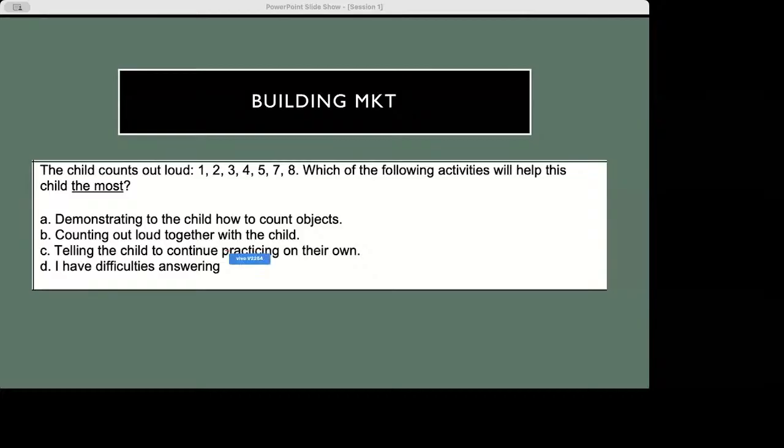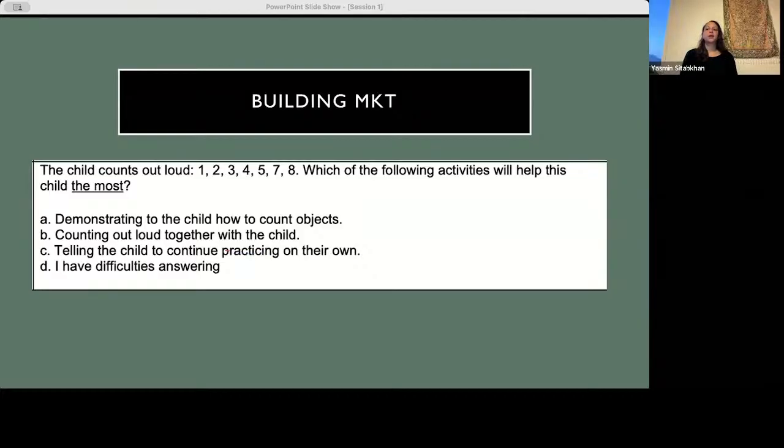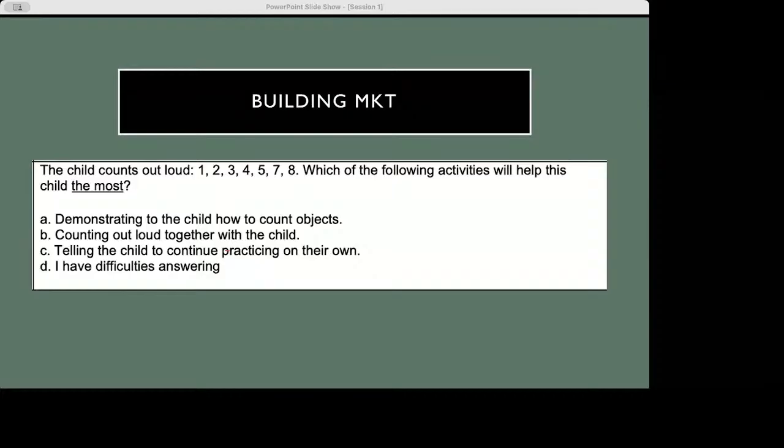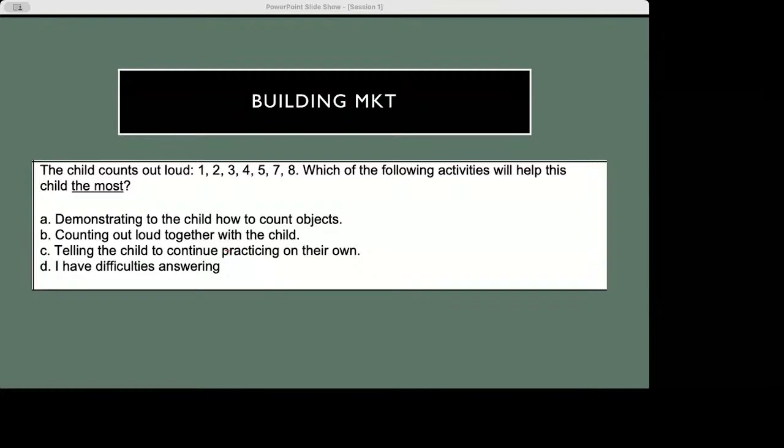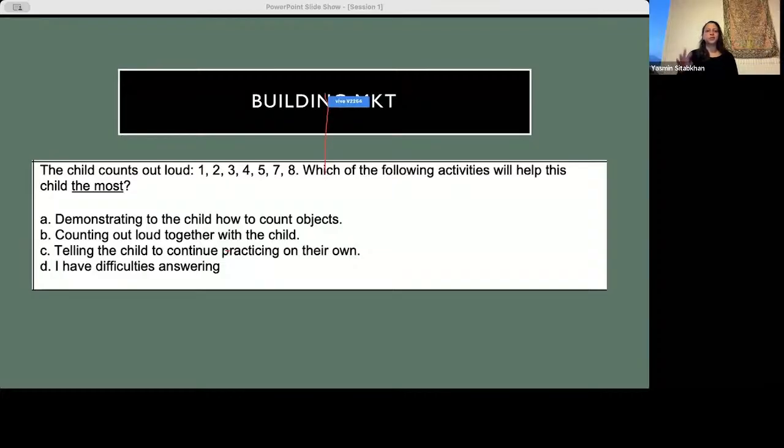Thank you. So I'm going to ask you guys this question. The child is counting out loud, right? 1, 2, 3, 4, 5, 7, 8. What mistake did the child make? What error does the child have? The child has skipped number 6. Right, so 1, 2, 3, 4, 5, 6, 7, 8.